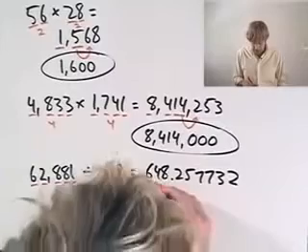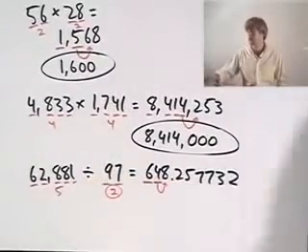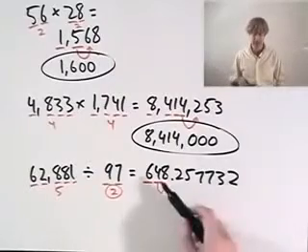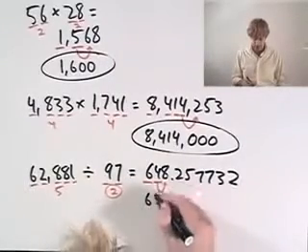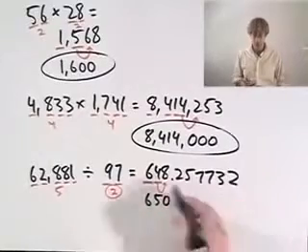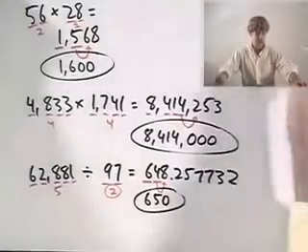This digit stays and this digit stays, and as before, we look to the right to figure out whether we round it up or keep it the same. It's an 8, so we're going to round it up. The 6 stays, the 4 becomes a 5, and we fill everything else in with zeros. So our answer here is 650.